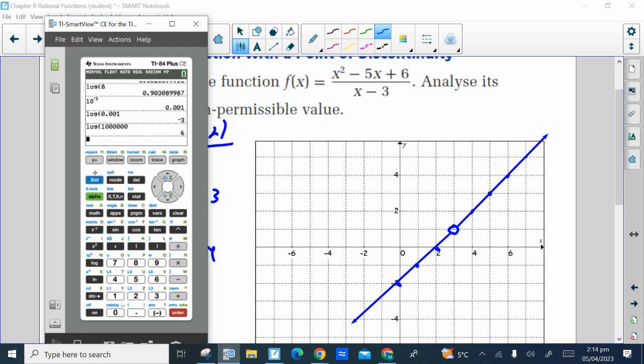It is, and we'll see that. Keep my numerator and denominator in brackets. So x squared minus 5x plus 6 in brackets, all divided by, in brackets, x minus 3.